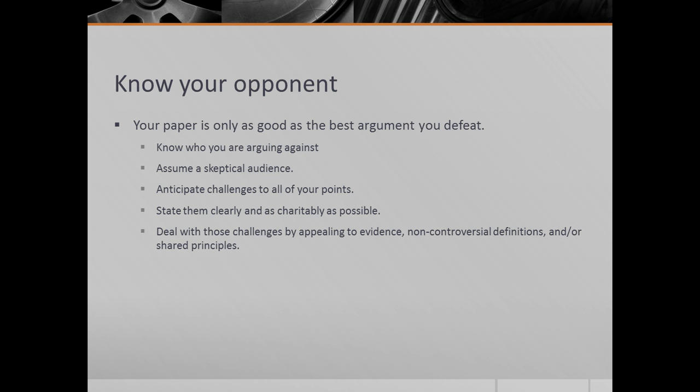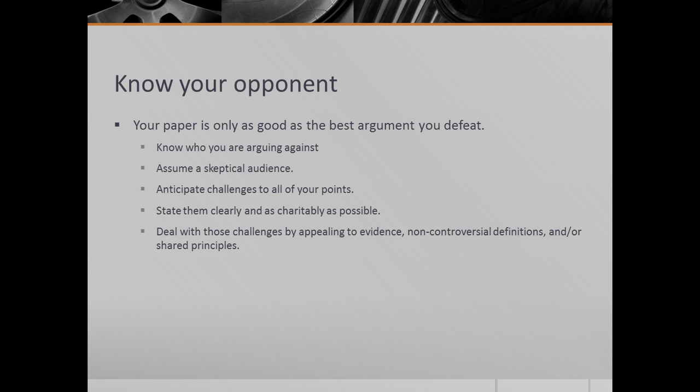You want to assume a skeptical audience, right? Your reader is not your mom. Your reader is not your friend. Your reader is somebody who is not predisposed towards believing you. Your reader is somebody who's fairly disinterested and just wants to know the truth, right? So you want to assume that your reader is fairly intelligent, fairly well informed, but doesn't know anything about the particular topic that you're addressing, and you want to make it as clear as possible to that reader that your view is correct and that other views are mistaken. So assume a skeptical audience.